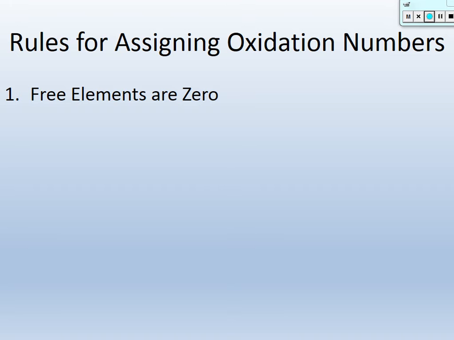Now there's some rules for assigning oxidation numbers. Number one, free elements are 0. So if the element is just by itself, its oxidation number is 0. Number two, for ions, the oxidation number is the charge. So if it is an ion, the oxidation number is going to be equal to the charge.